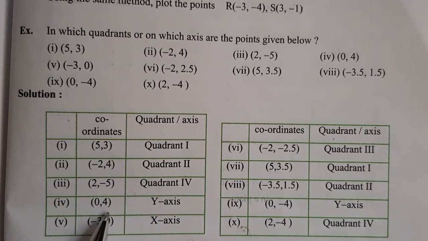Then 0, 4. Here the x coordinate is 0. That means the point lies on the y-axis only. -3, 0. The y coordinate is 0. So the point lies on the x-axis. Similarly, the others are given here. Understood? In this way, now we will solve practice set 7.1.